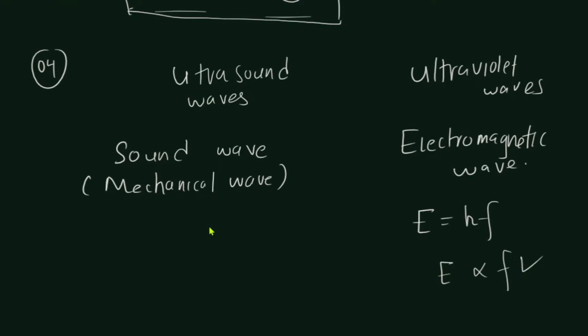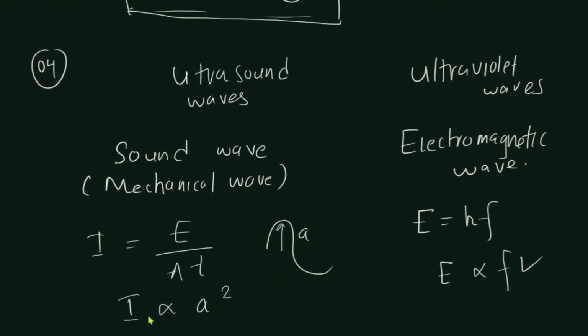So is that the same for the ultrasound waves as well? If you consider the ultrasound waves, intensity is equal to E over AT. The intensity of a sound wave is equal to the energy of the sound wave over the cross-sectional area over the time taken. Intensity is proportional to the square of the amplitude. I will use some other symbol, a squared, the square of the amplitude of the wave, right?